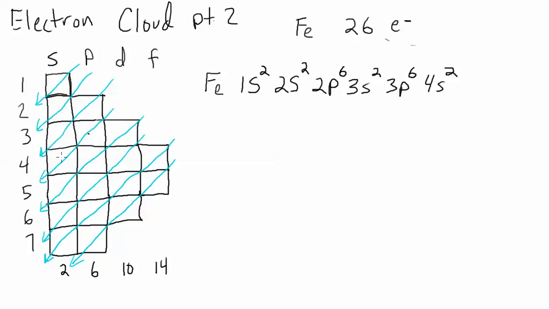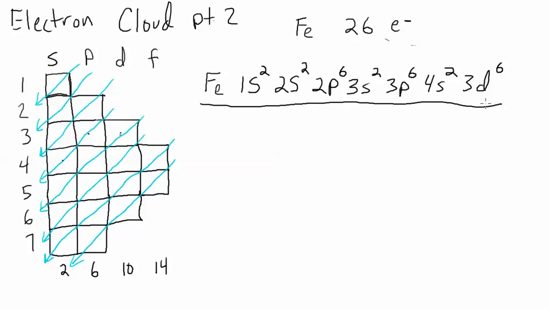After 4s, which is right here, if we follow our diagonal, it stops here, so we have to go to the next one. After 4s, it's 3d right here. 3d. Now, d sublevels can hold up to 10 electrons, but we don't need 10 electrons. We have 20 electrons accounted for, and iron has 26 electrons. So we only need 6 more electrons. So there have to be 6 electrons in 3d. And that is the way that you write out where the electrons are in the electron cloud of iron.